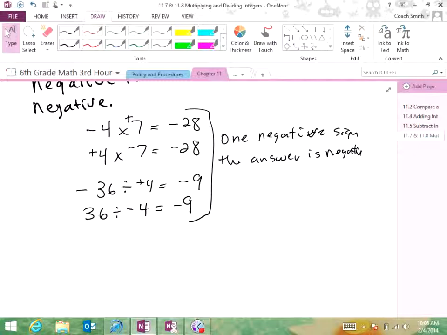Now, obviously, if you're multiplying 4 times 7, it's 28. Okay, if you're dividing 36 by 9, it's 4. Those rules have never changed. They won't change. You've been using them since you started multiplying and dividing. Okay, so if there's 2 negative signs, if there's 2 positive signs, the answer is going to be positive. If there's 1 negative sign, doesn't matter how many positive signs you have, the answer is negative. Okay, every time.